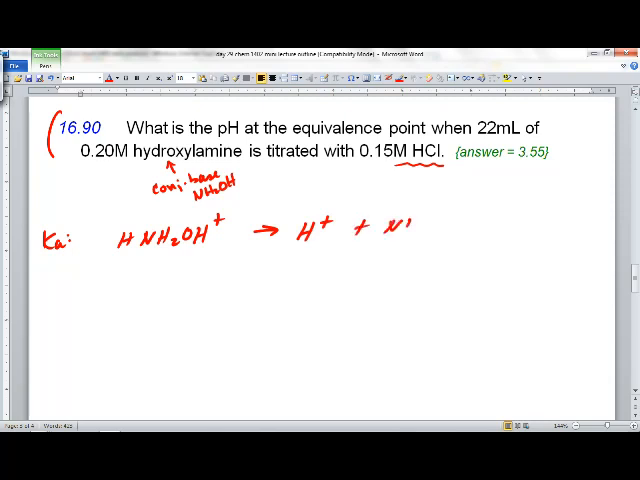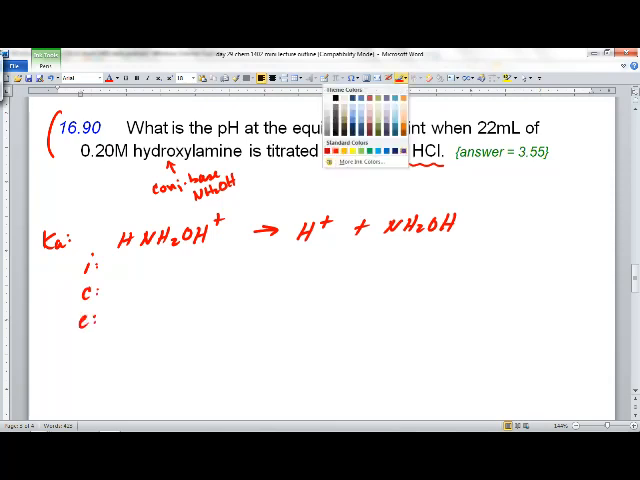So back to where we started. Okay? But notice if you forget the plus or something, it's not going to change anything. Then we've got to do ICE. Okay. Now what makes this an ugly question is we don't know what the initial concentration is.